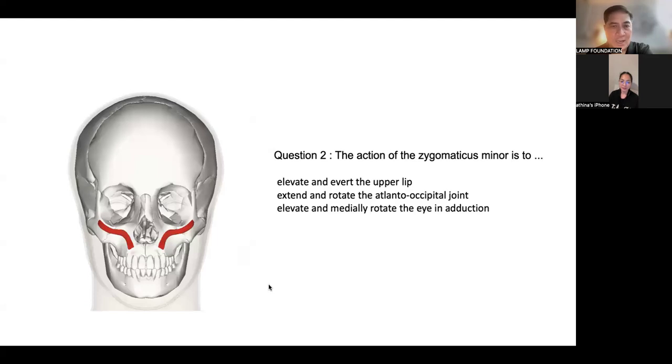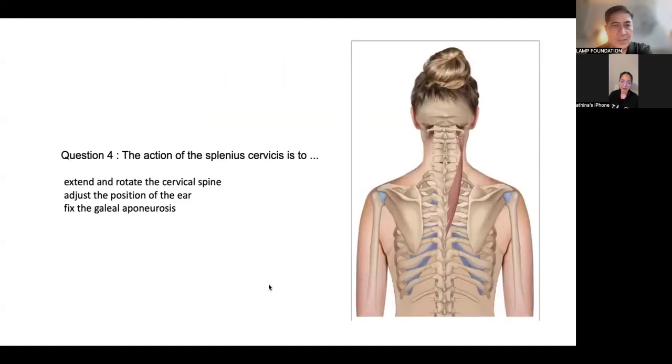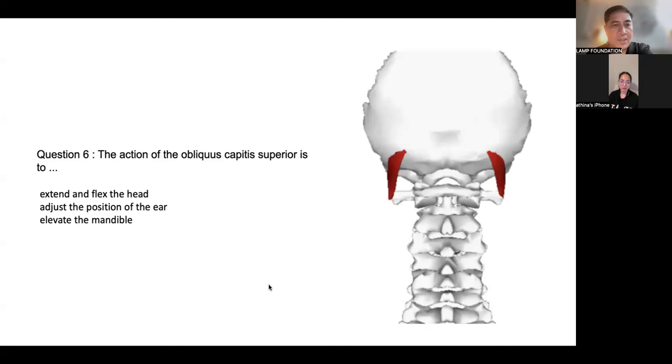Action of the zygomaticus minor. It elevates and inverts the upper lip. Action of the superior rectus. It elevates and medially rotates the eye. Action of the splenius cervicis. It extends and rotates the cervical spine. Action of the obliquus capitis inferior. It rotates the atlantoaxial joint. Action of obliquus capitis superior. It extends and flexes the head.